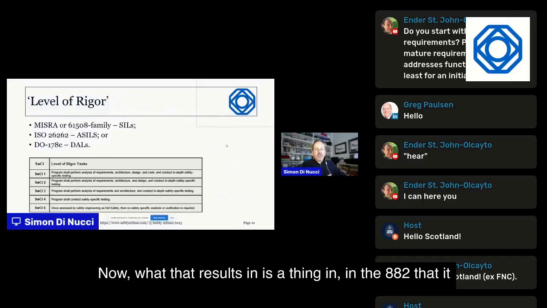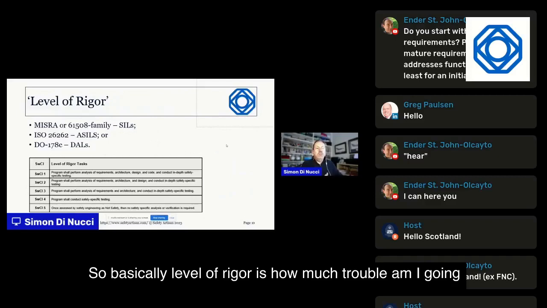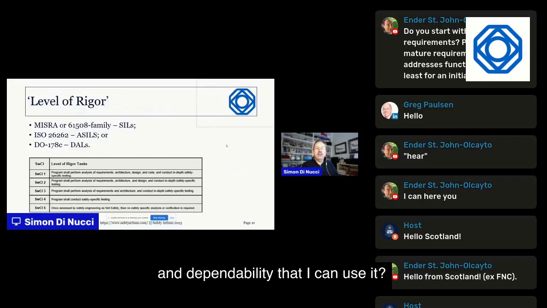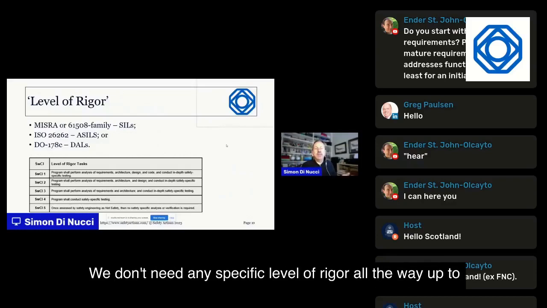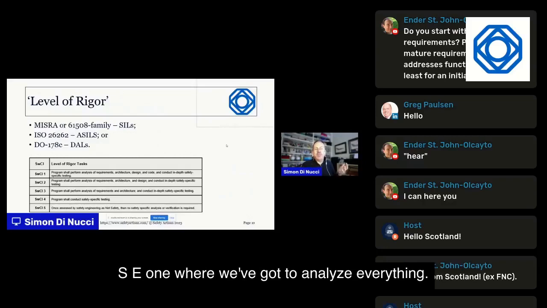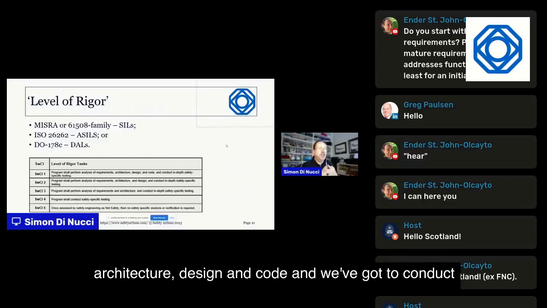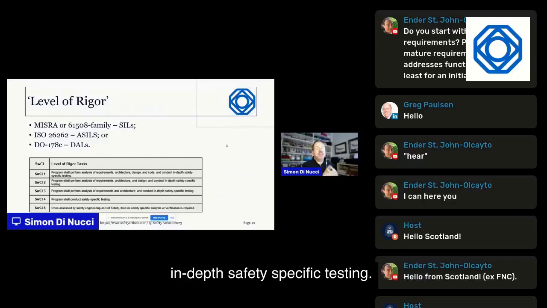Now, what that results in is a thing in the ATEC2 that it calls level of rigor. So basically, level of rigor is how much trouble I am going to go to in order to generate software of sufficient quality and dependability that I can use it. At the bottom, if it's SWCI 5, it doesn't relate to safety, so we don't need any specific level of rigor, all the way up to SWCI 1, where we've got to analyze everything. We've got to perform safety analysis of requirements, architecture, design, and code, and we've got to conduct in-depth safety-specific testing.